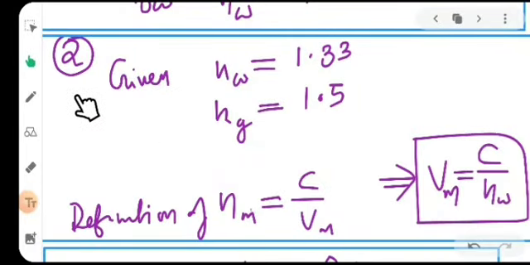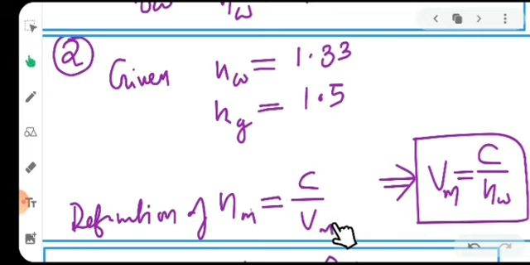So going on with the solution of this second question, we write down the provided information. The refractive index of water is 1.33, and the refractive index of glass is 1.5. According to the definition of the absolute refractive index of a material, N_M, the refractive index is C, the speed of light in vacuum, divided by the speed of light in the material.